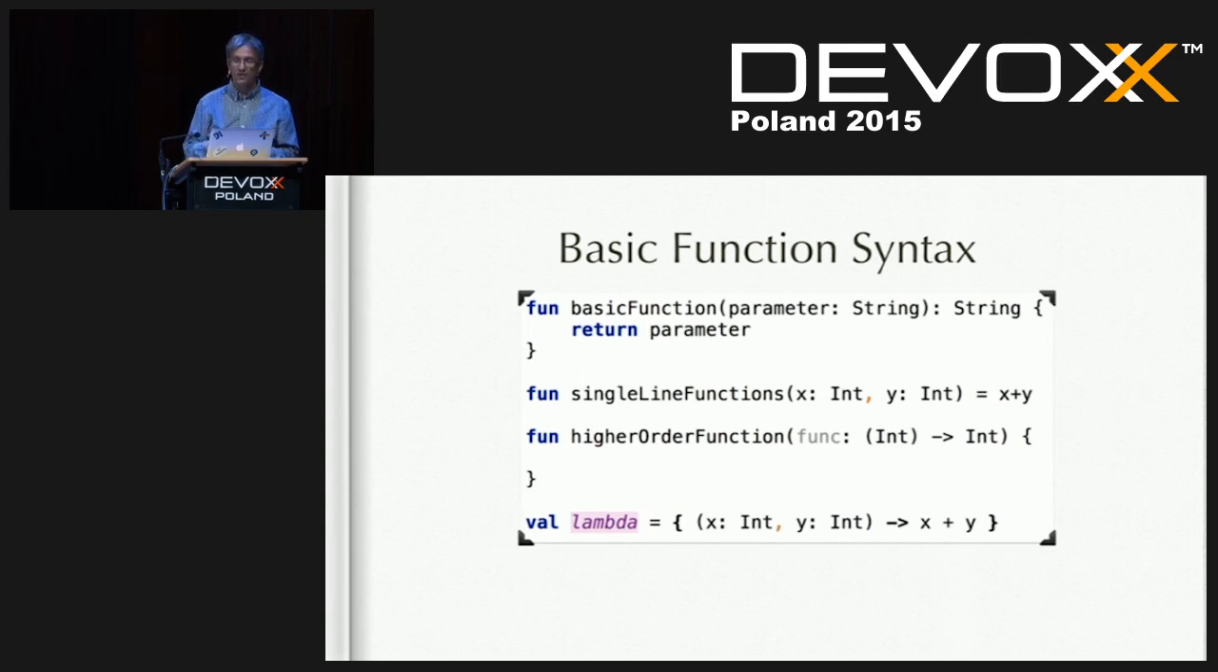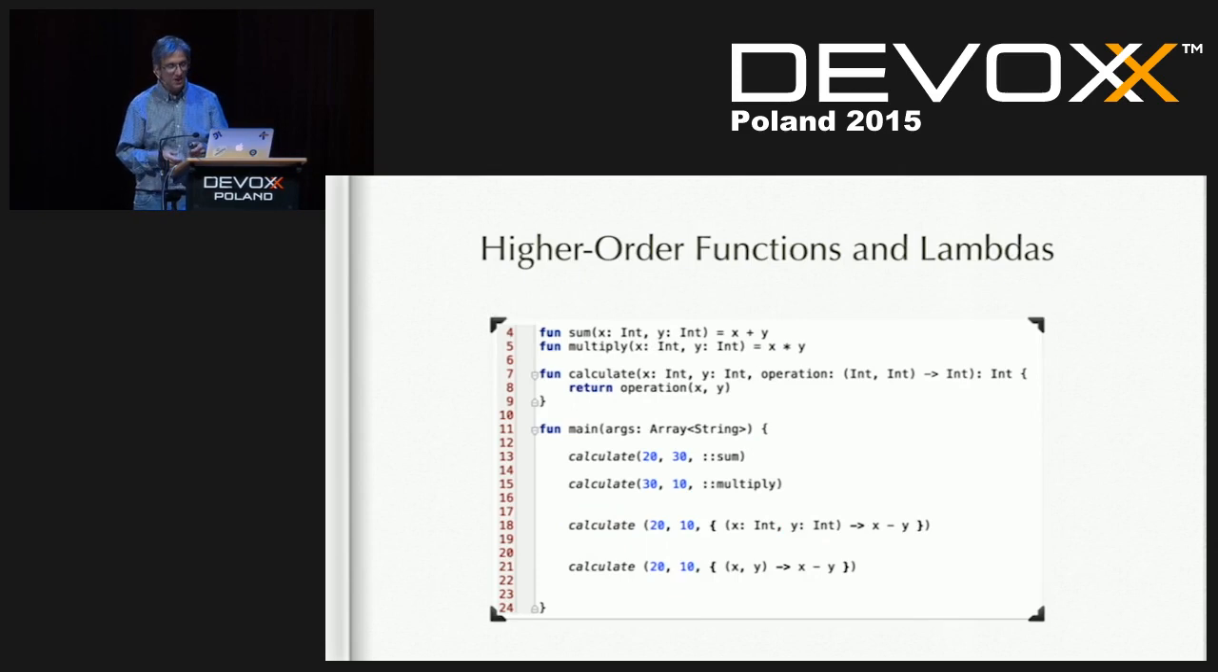Higher order function you can see on the 3rd line, and that's basically a function that takes a function. So here I have a function that takes an integer and returns an integer. That's how you declare a higher order function. And then at the last line, you have a lambda expression. Okay? In Kotlin, you also have the ability to have top-level functions, so you don't have to wrap things inside classes.